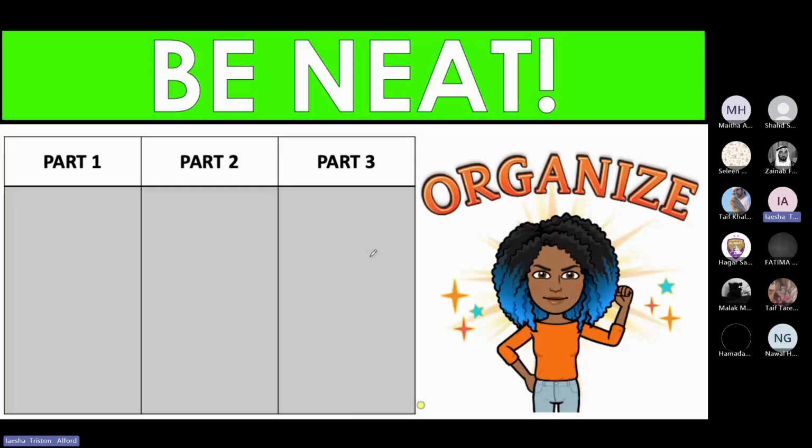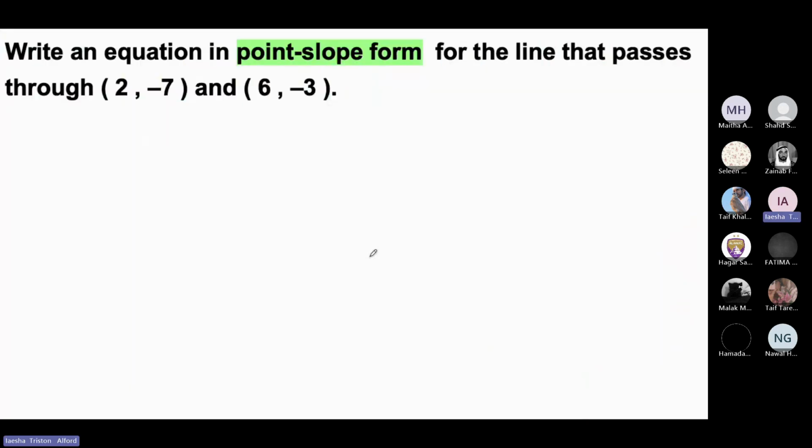All right. This question also has 3 parts. It says write an equation in point slope form for the line that passes through positive 2 and negative 7 and positive 6 and negative 3. Make sure you highlight in your exam what form they are asking you. Bring your highlighter and highlight the keyword so that you can remember which one to make.